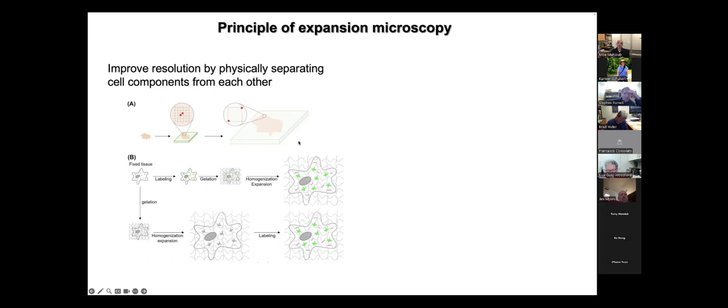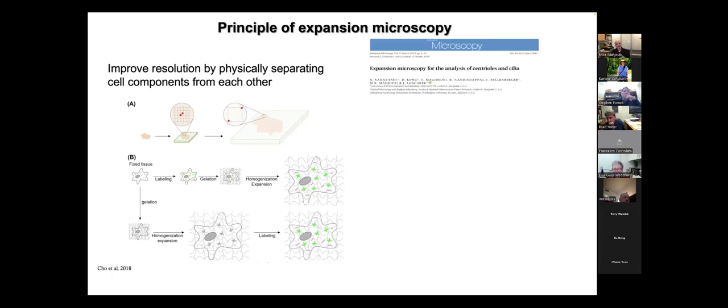Super resolution microscopy tries to use fancier and fancier optics, really expensive systems, to try and resolve the localization of two proteins or two molecules that are close to each other. Expansion microscopy says, let's forget about the microscope, let's do something to the specimen. So you physically expand the specimen by embedding it in a hydrogel and then swelling the hydrogel so you can separate the two molecules from each other in 3D space. And then that helps you resolve where these things are.